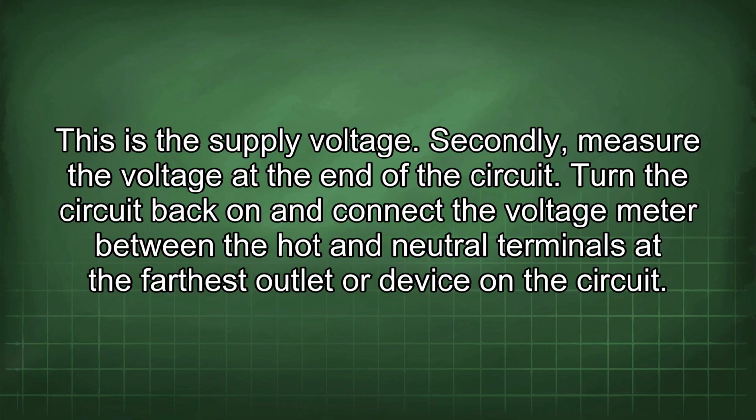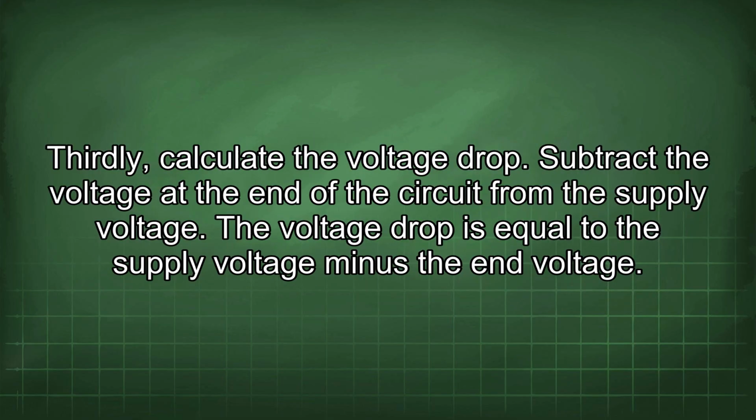Secondly, measure the voltage at the end of the circuit. Turn the circuit back on and connect the voltage meter between the hot and neutral terminals at the farthest outlet or device on the circuit. Thirdly, calculate the voltage drop. Subtract the voltage at the end of the circuit from the supply voltage. The voltage drop is equal to the supply voltage minus the end voltage.